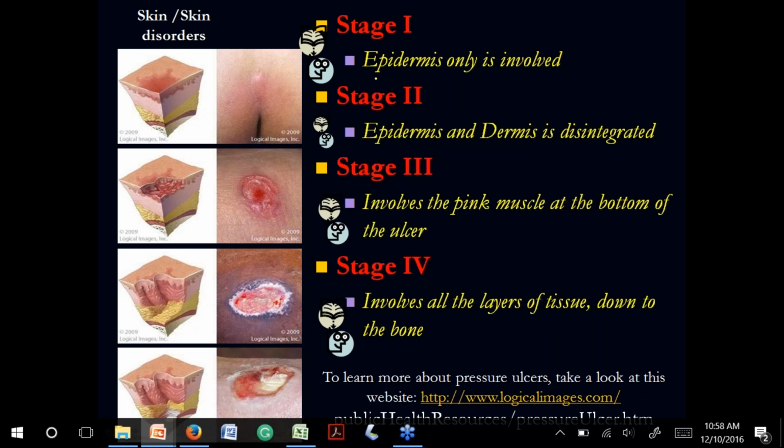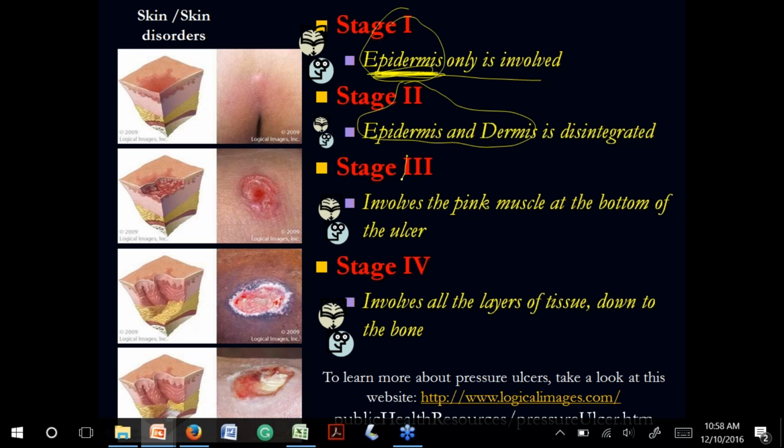All right, so we have stage 1 and stage 2. The stages depend on how deep the ulcer is. In stage 1, only the epidermis is involved, the outer layer of the skin. So stage 1 is 1 layer, the epidermis. Stage 2 is 2 layers: we have epidermis and dermis.